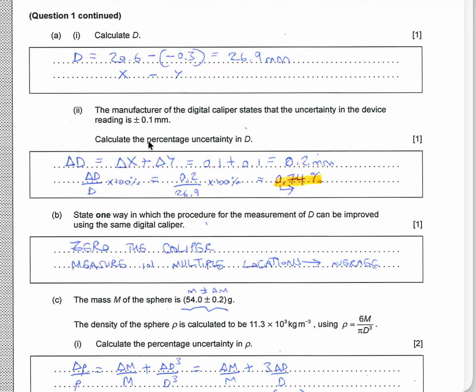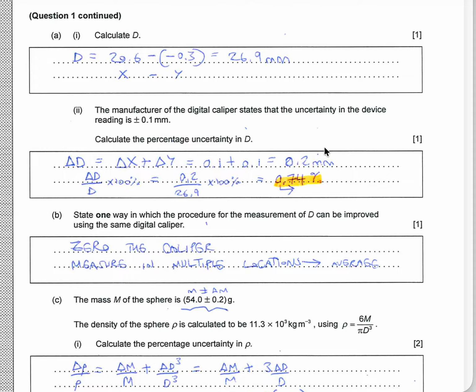We're asked to calculate the percentage uncertainty in D. Now, generally, we tend to think of uncertainties as being, well, I've measured the distance, and therefore that distance has an uncertainty equal to the smallest division. Well, actually, that's not true here. Delta D is equal to delta X plus delta Y. In other words, because we're subtracting these values, I add together their uncertainties. Now, each of those values has an uncertainty of 0.1. So actually, the uncertainty in D is the uncertainty in X plus the uncertainty in Y. 0.1 plus 0.1 is equal to 0.2.